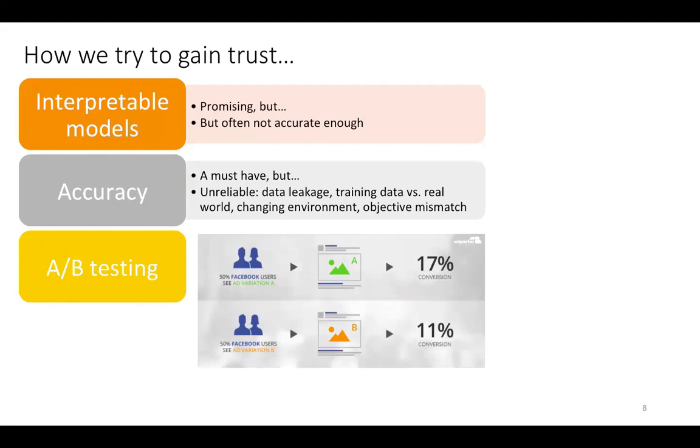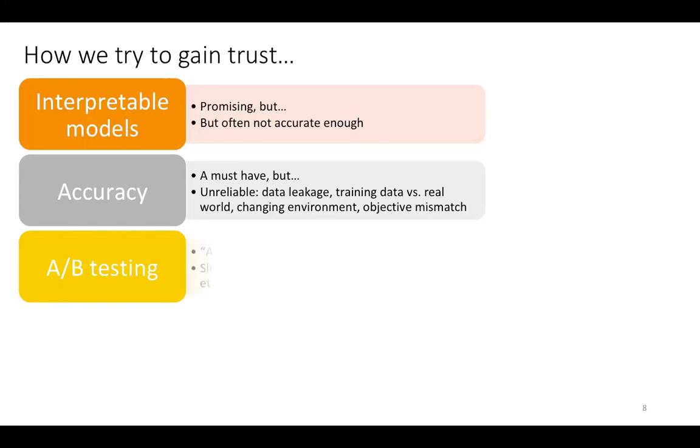Perhaps this is one of the best ways to do things. In many companies that can afford it, they launch A/B testing among their customers. For instance, Facebook has two ad variations, A and B. In variation A, the conversion rate, that is people actually subscribing to the ad and buying something, is 17%, whereas for ad variation B, it is 11%. So this works almost like a ground truth.